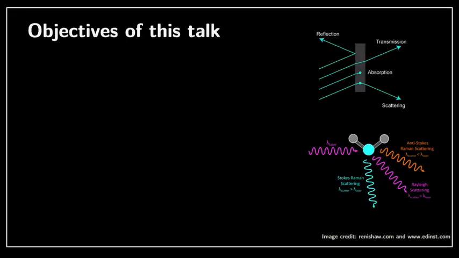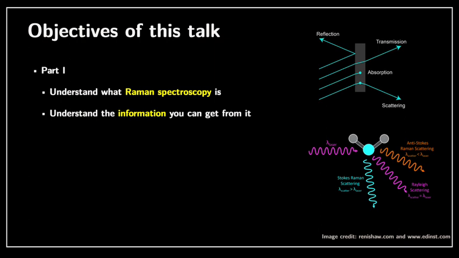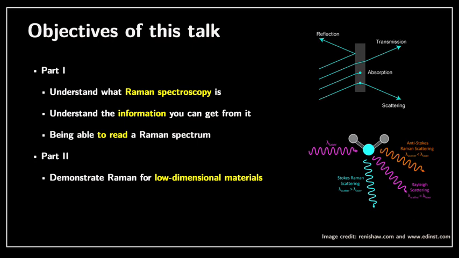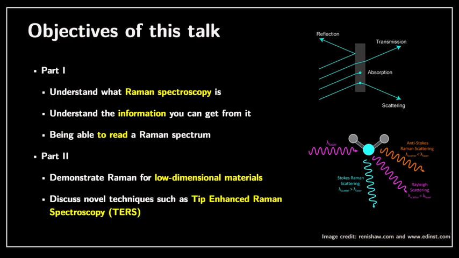So the objectives of this talk are as follows. In the first part, this presentation, I'd like the attendee to understand what Raman spectroscopy is, understand the information that you can get from it, and be able to read the Raman spectrum. In the second part, in a different recording, I will talk about Raman spectroscopy for low-dimensional materials, mostly two-dimensional materials in fact, and then discuss tip-enhanced Raman spectroscopy briefly. So this is about a primer, Raman, a primer.